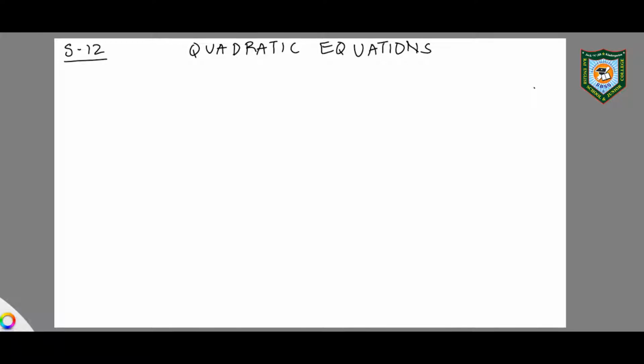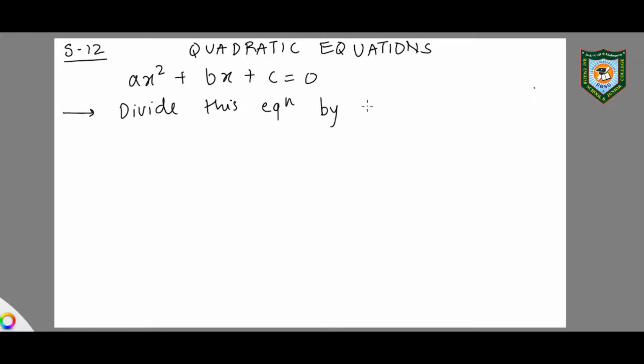In this section, we're going to learn how to use a direct formula to solve quadratic equation. So let's take a standard equation. I have ax square plus bx plus c is equals to 0. What I'm going to do is I'm going to divide this equation by a, or you can multiply this equation by 1 by a. That does not make a difference.